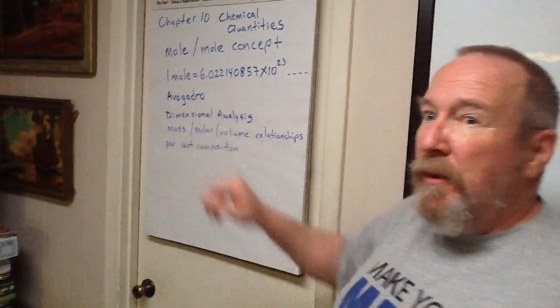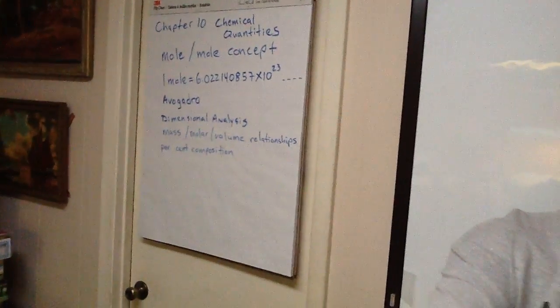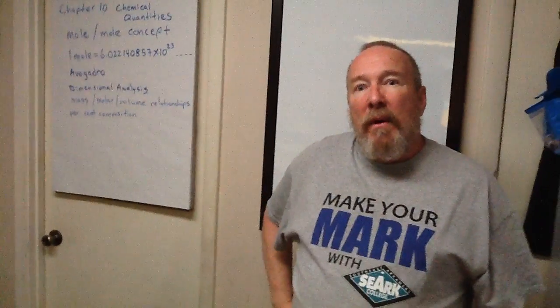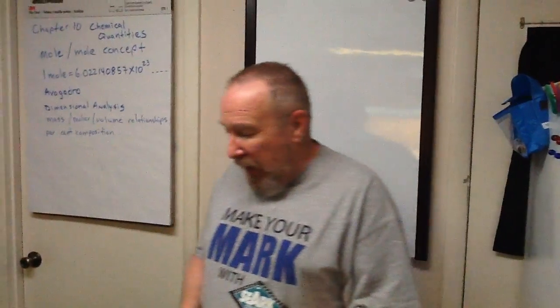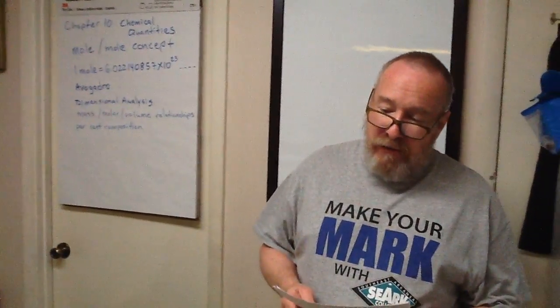This number, 6.02 times 10 to the 23rd, is now called Avogadro's number. It's named after Avogadro. I know him as Lorenzo Romano Amadeo Carlo Avogadro, Conte di Quarenga et Cerreto.